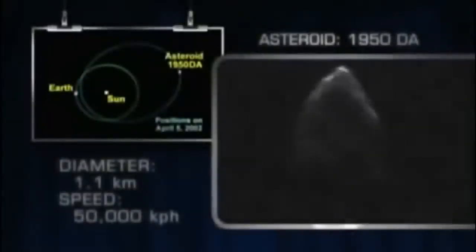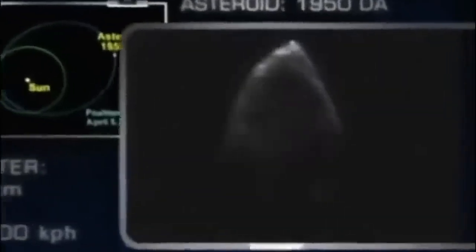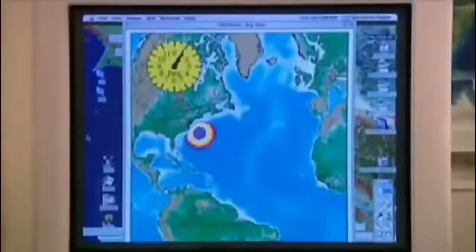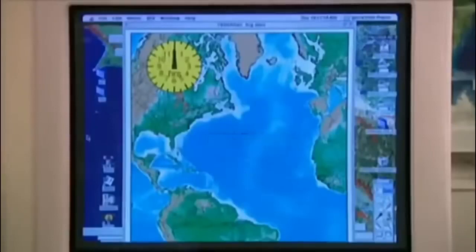On March the 16th, in the year 2880, 1950 DA will cross the Earth's orbit. Will it hit us? The odds? 1 in 300. If 1950 DA does hit the Earth, the most likely point of impact would be at sea. Of all the big asteroids discovered thus far, this is the most dangerous one we know. Eric Asphaug and Stephen Ward have created a computer model of the impact.